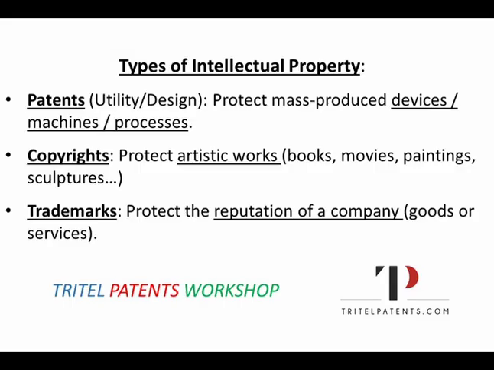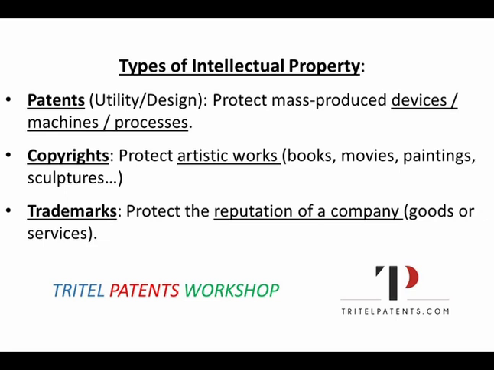Now, as I mentioned, there are different types of things that can be protected by IP: devices for mass production, songs, plays, advertising slogans. And just like there are different types of things that can be protected, there are different ways of protecting them. The three major types of IP that I'm going to speak about today are patents, copyrights, and trademarks. There are two types of patents, which we'll speak about a little bit later. But patents in general protect mass-produced devices, machines, or processes.